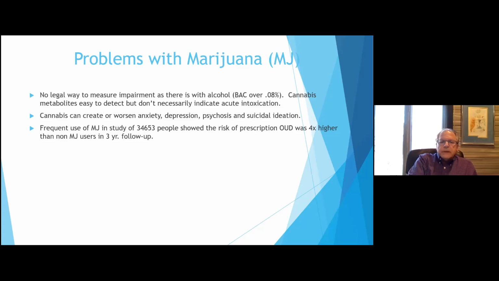Cannabis can worsen anxiety, depression, psychosis, suicidal ideation, and frequent use of marijuana in a study of almost 35,000 patients showed that the risk of prescription opiate use was 4 times higher than non-users in a 3-year follow-up. So again, a significant problem. We're talking about street marijuana now.